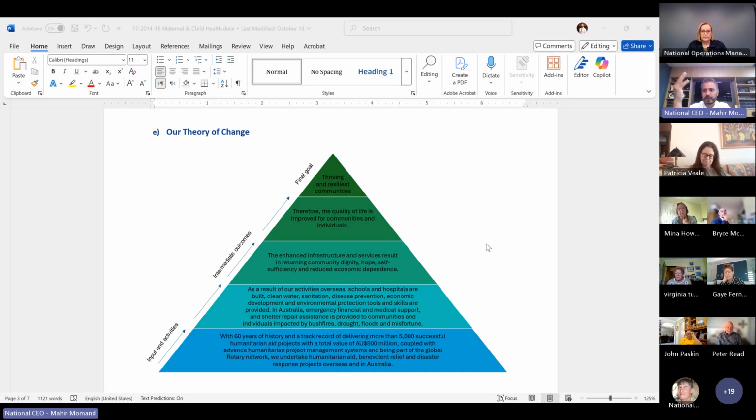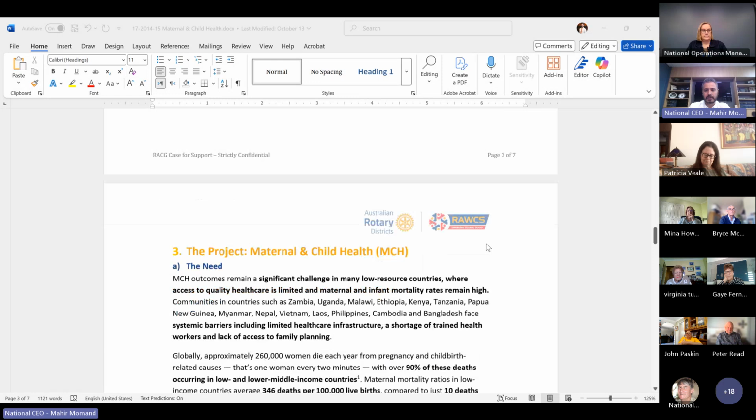You need to tell people what is the end goal with your work. For example, if we have sent 40 containers full of medical equipment through our project to overseas countries, that does not mean anything. It's just 40 containers. How is that helping humans in those countries? How is that impacting positively? That's very, very important. And this particular pyramid, or the theory of change, actually shows what it is doing in terms of impact.